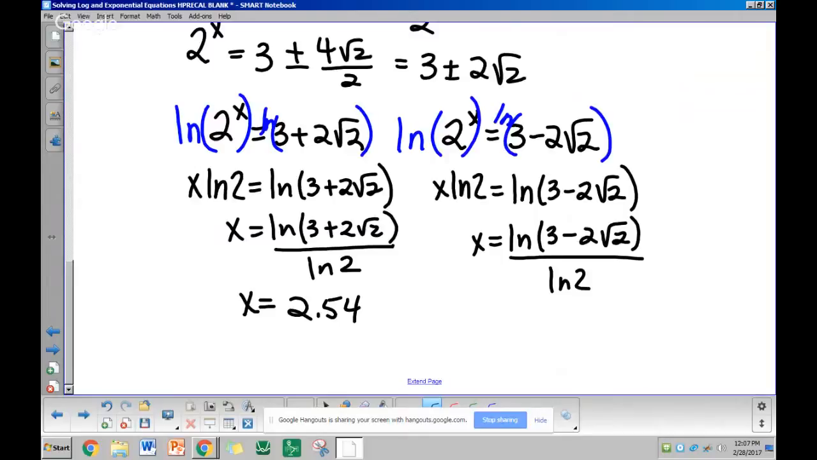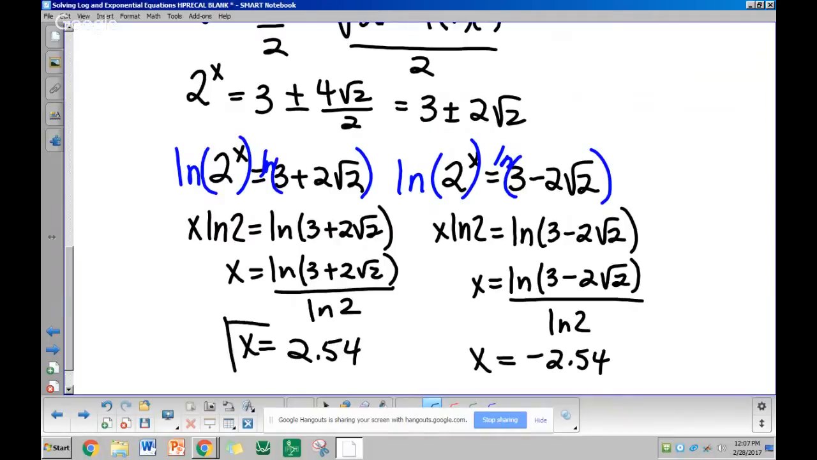Now, my only concern here is that 2 root 2, because it's negative, are we going to have a negative number in the log? So root 2 is 1.414, so 2 times that will be 2.828, so I think we're going to be okay. So what do we get when you do this? Yeah, I think it's going to be pretty symmetrical here. Which is nice.